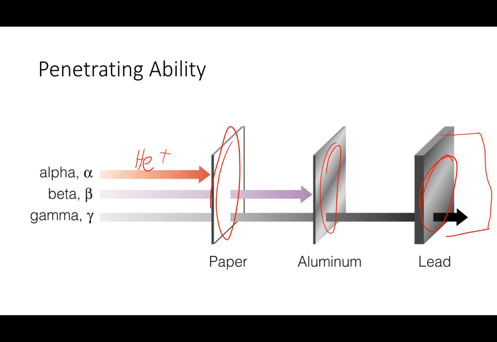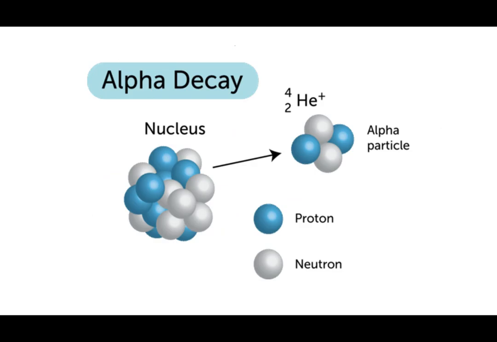So in order of penetrating ability, gamma rays are the best, beta particles are second, and the worst would be alpha particles. Let's talk about alpha decay specifically. So like I said, we have the helium nucleus, which has 2 protons and an atomic mass of 4 that comes from all 4 of these particles.